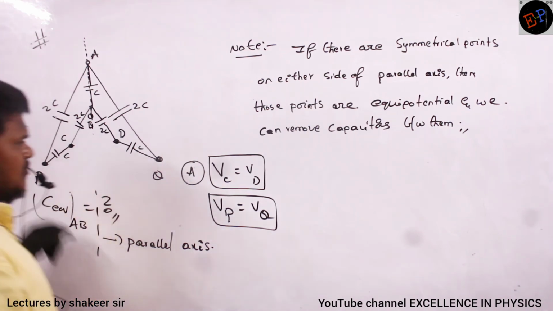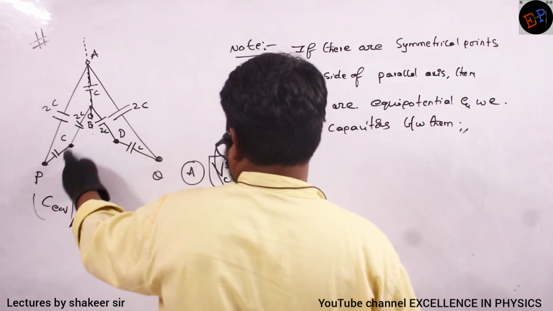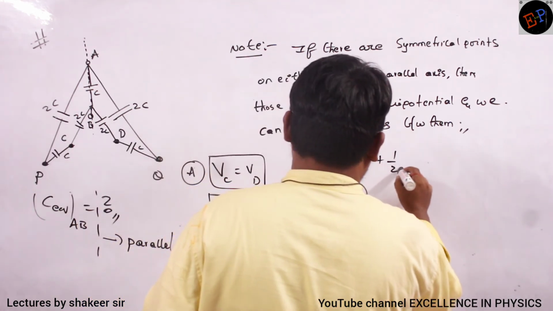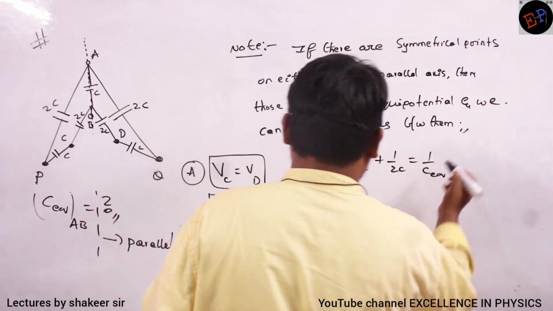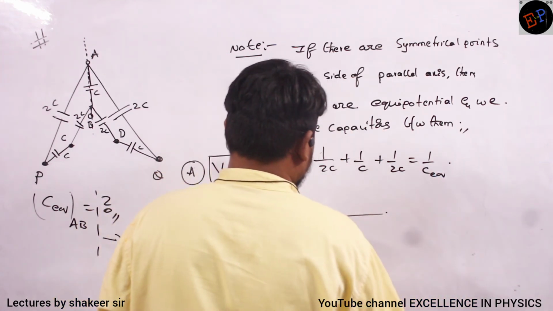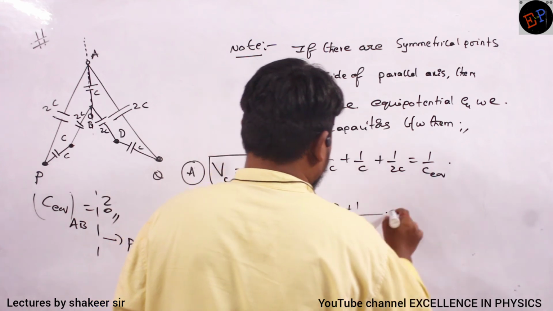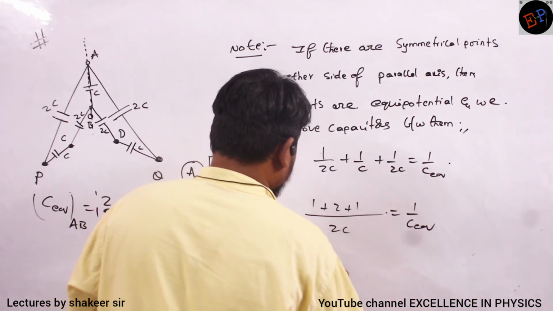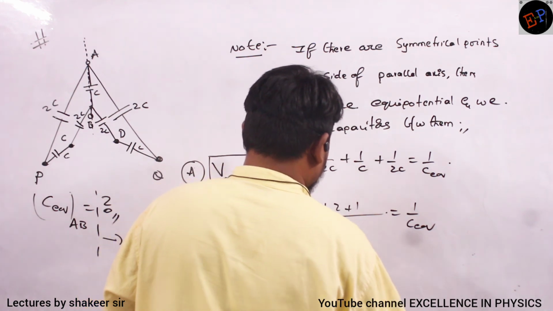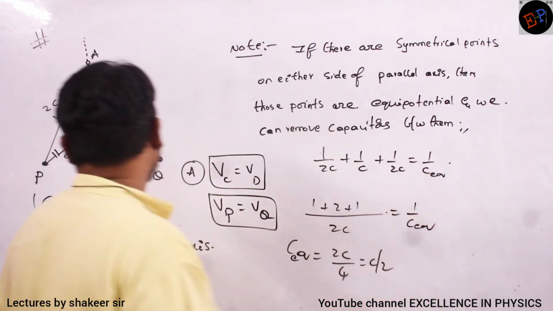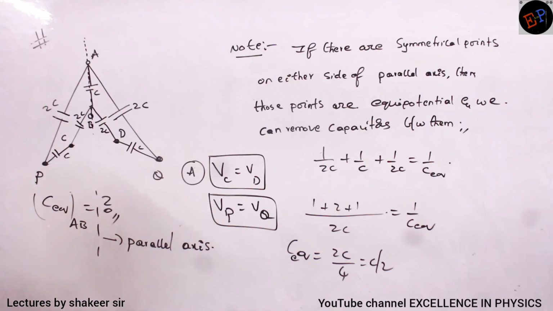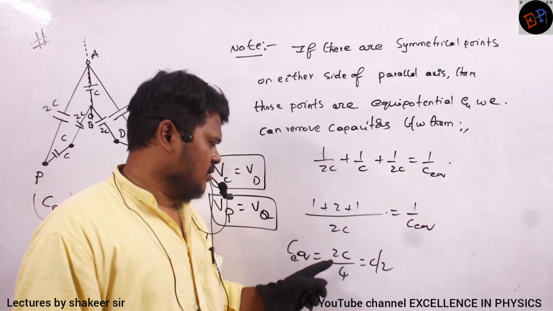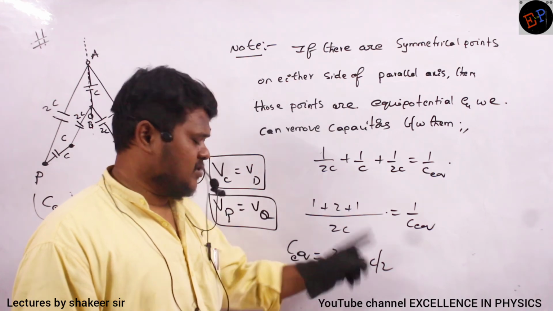So therefore calculate the equivalent capacitance. So 2C, C and 2C. So 1 by 2C plus 1 by C plus 1 by 2C. This is equal to 1 by C equivalent. Clear, no, ma? So if I take LCM, it is 2C. It is 1 plus 2 plus 1 is equals to 1 by C equivalent. So C equivalent is how much? It is equals to 2C divided by 4. It is C by 2. That's all, no, ma? Correct only, na? 2C by 4, it is C by 2.